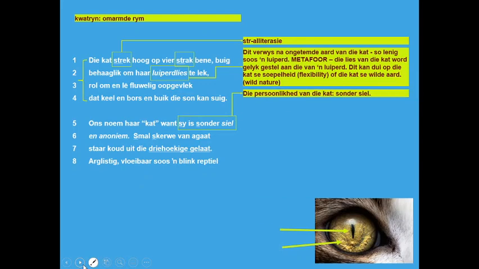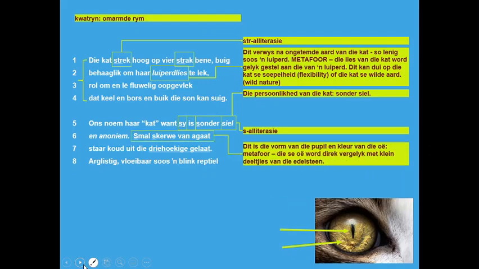Dan, as ons kyk na die woord, sy is sonder siel, die persoonlikheid van die kat, the personality of the cat, she is without soul. So, there's no real personality that you can see in this cat. She's different every day. Then again, we have the S alliterasie, sy is sonder siel.